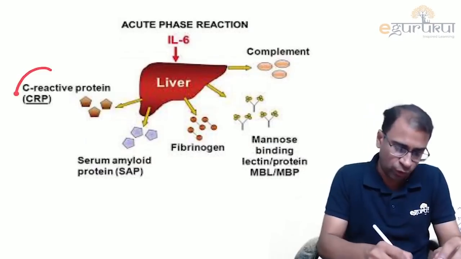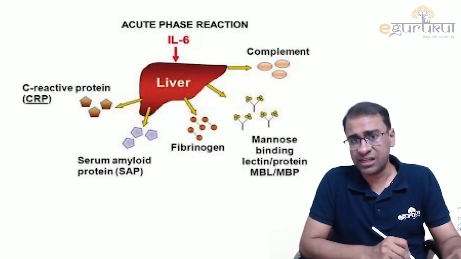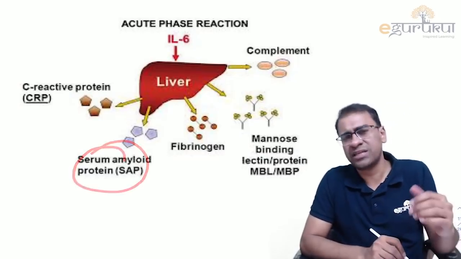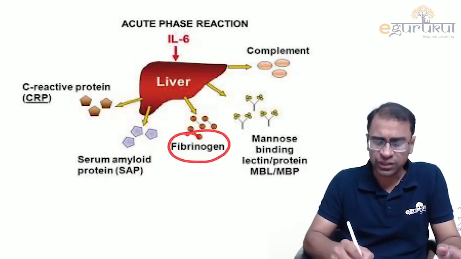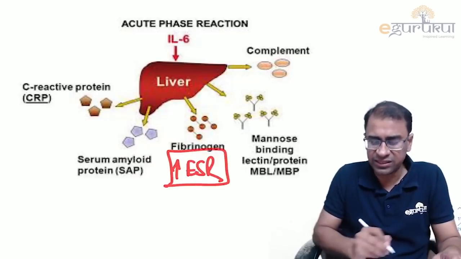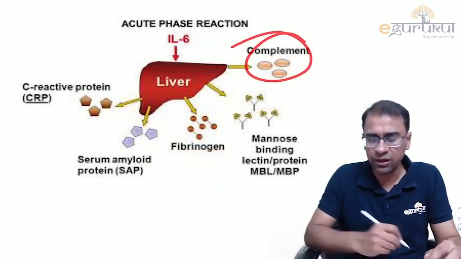So what are those? Not to forget, most important, it is CRP. Yes, the C-reactive protein. There is serum amyloid, which we don't usually measure in the laboratories. Fibrinogen, which increases to cause an increase in ESR. So there is an increase in ESR, and you also have the complements here.